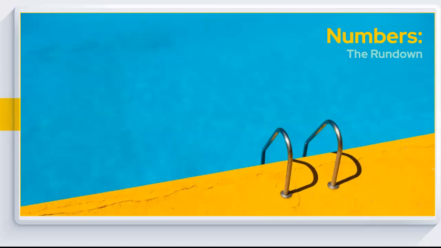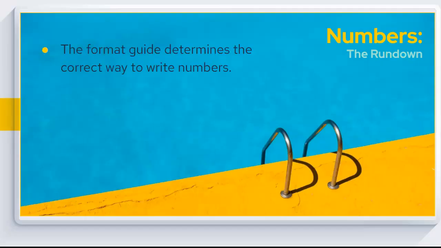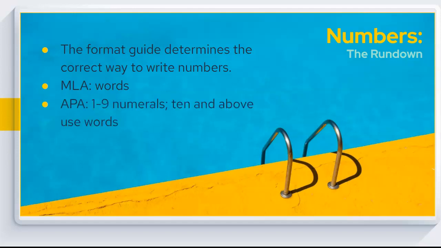In this lesson about formatting numbers, we learned that the format guide determines the correct way to write numbers. MLA wants words almost all the time. Those are English folks for you. APA uses numerals for numbers 1 through 9, but spells out 10 and above. CSE, the science people, want numbers only, almost exclusively. And business writing generally follows APA except for the number 10. APA spells out 10, but in business writing, use the numerals.